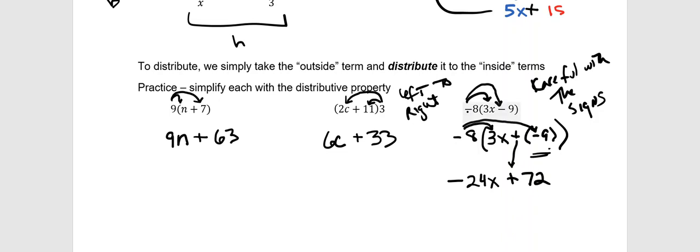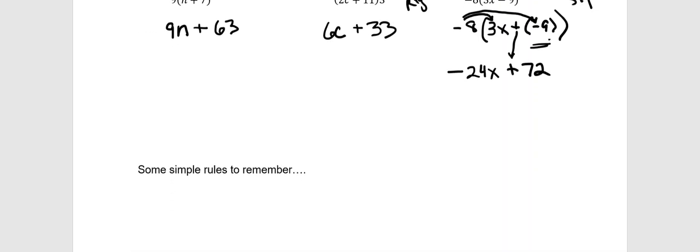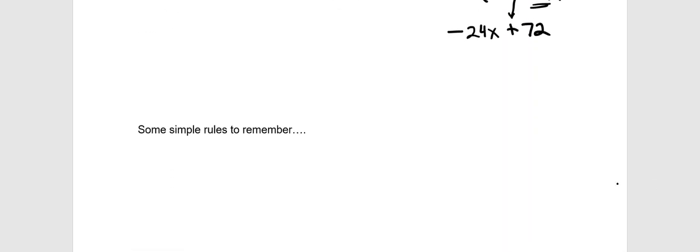Okay, so we'll do that one more time. Negative 8 times 3x, negative 24x. Negative 8 times negative 9 gives me positive, or in this case, plus 72. Okay, so that's the distributive property at play. So real quick, let's just make sure we summarize our simple rules. First of all, move left to right in your multiplying.